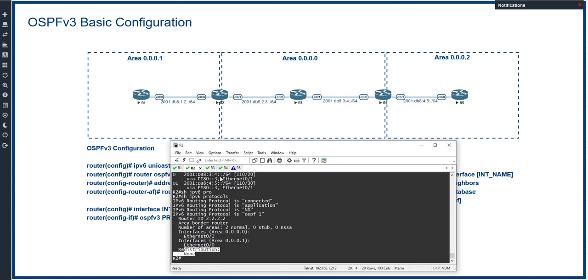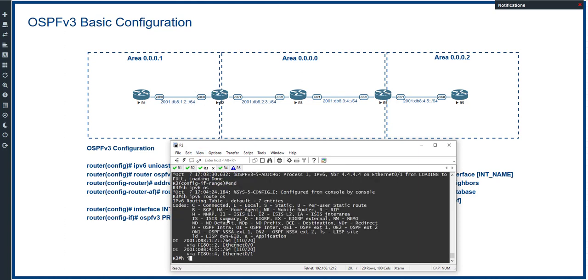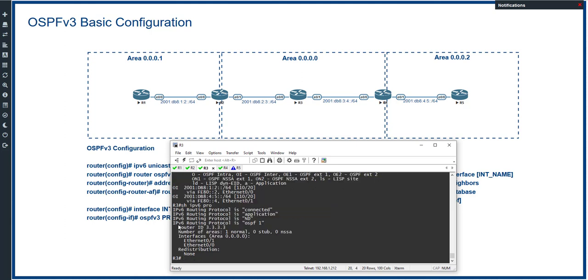We don't have redistribution. Also, in router 3, show IPv6 protocols. As you can see, the IPv6 routing protocol is OSPF1, router ID is quad 3, and the number of areas in this router is 1, which is a normal area. Both interfaces ETH00 and ETH01 are working under area quad 0.